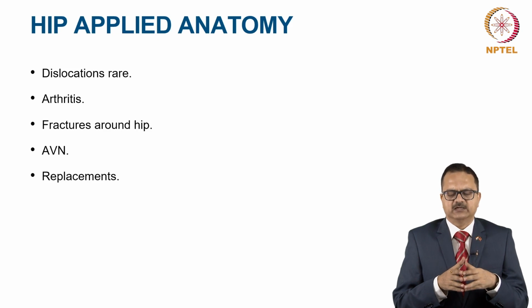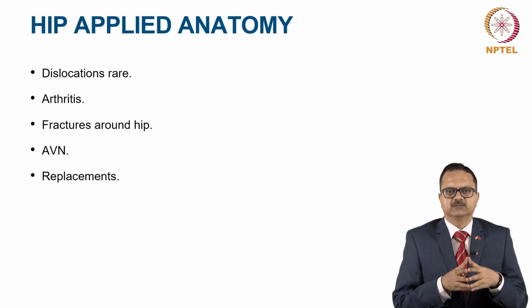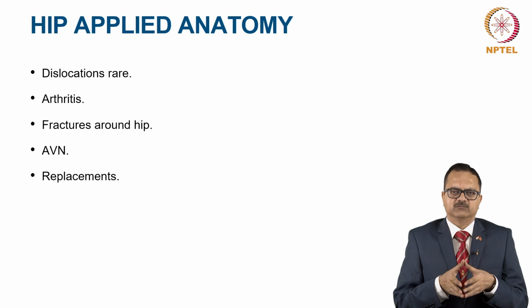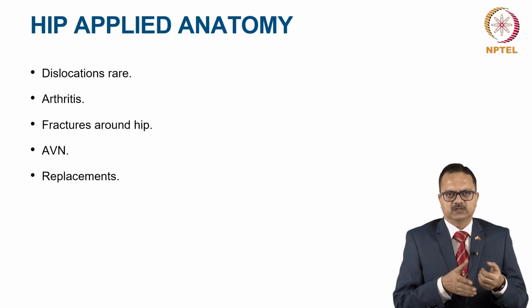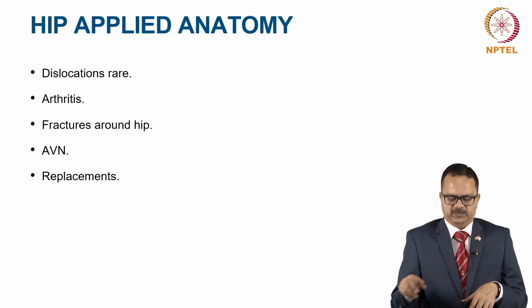So, if you have fractures around the hip joint and if you have avascular necrosis of the head of the femur, you generally go in for something called hip replacement. If the head of the femur only is replaced, it's called a partial hip replacement. If you replace the head of the femur along with the acetabular cavity, it's called a total hip replacement.